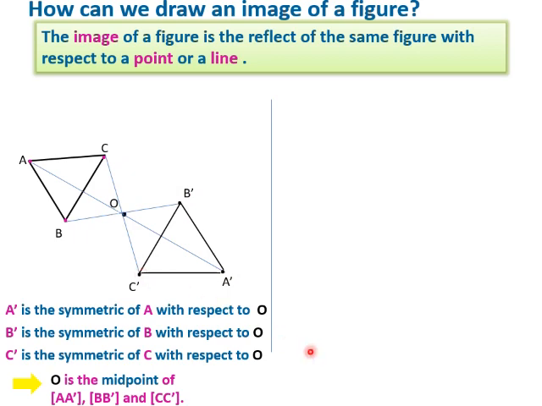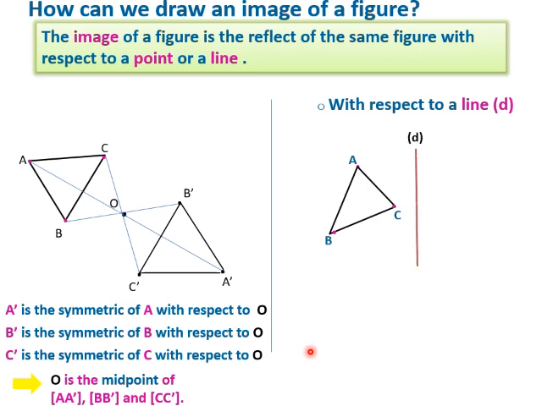Now let us take an example by drawing the image of a figure with respect to a line. We have this triangle ABC. We are going to draw its image with respect to line D. First, we draw a line perpendicular to D passing through point A, and we measure the distance from point A till line D, and we take the same distance from point A prime till line D.